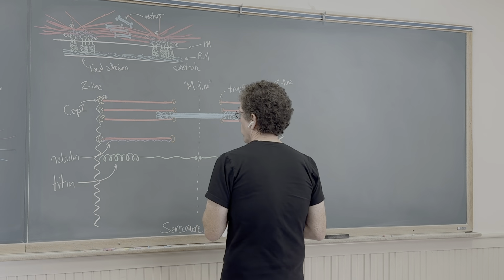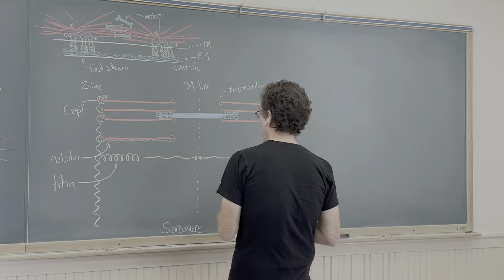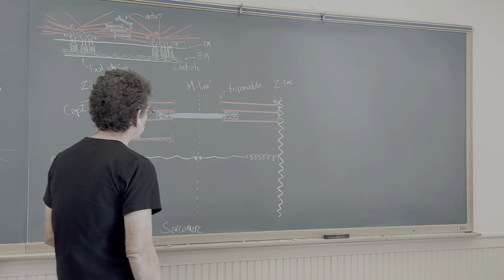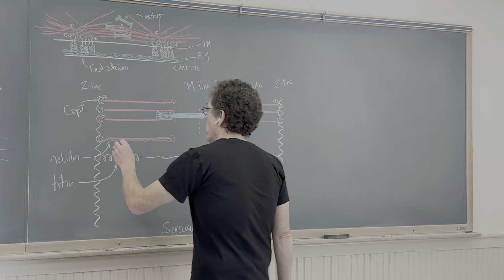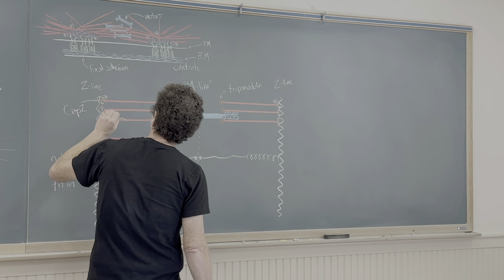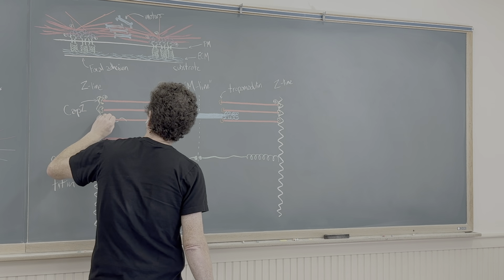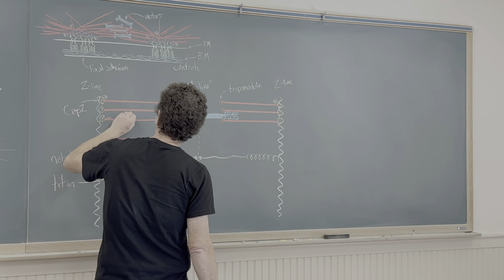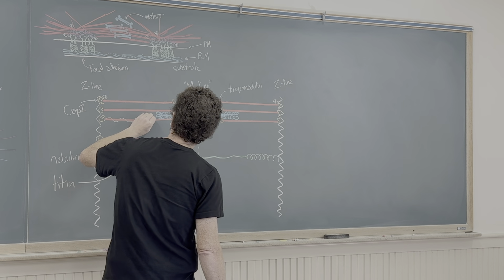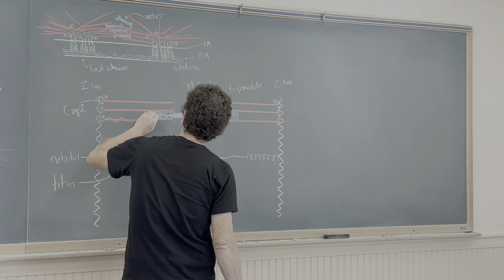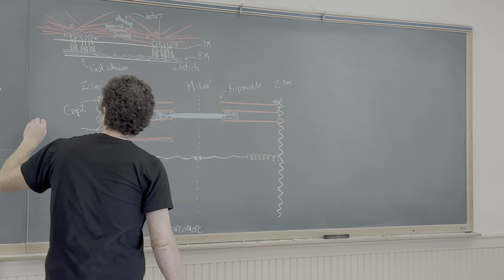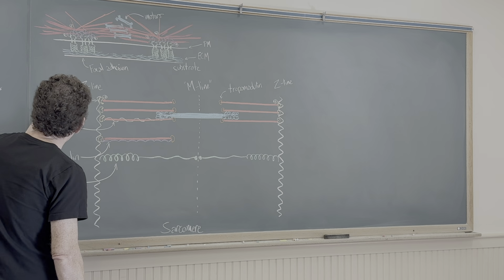Now, I've left out a really important component, and I need to find another color of chalk for it. I guess white is going to have to do. Wound around every actin filament is a long protein. It's not one where the entire protein spans the length, like nebulin. This protein is called tropomyosin, for what it's worth.